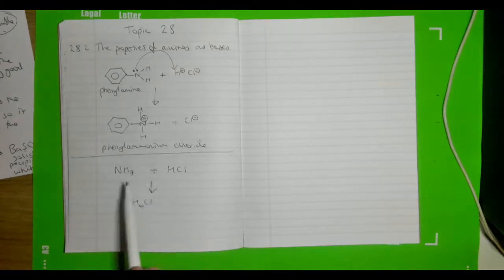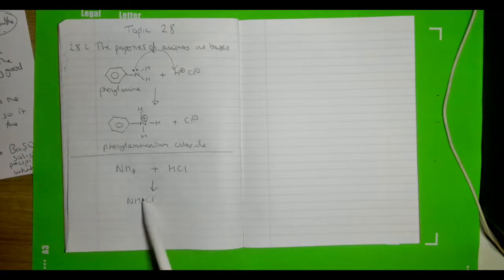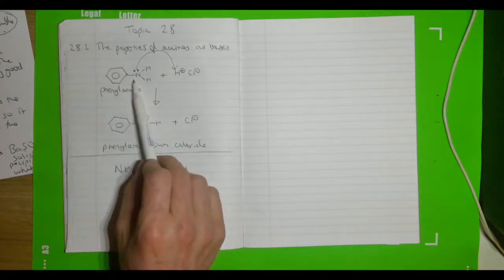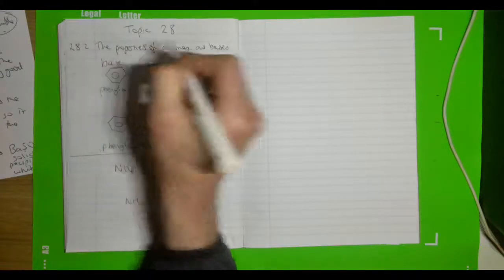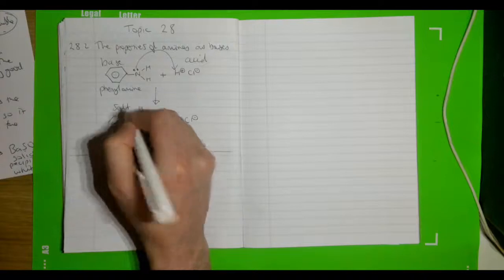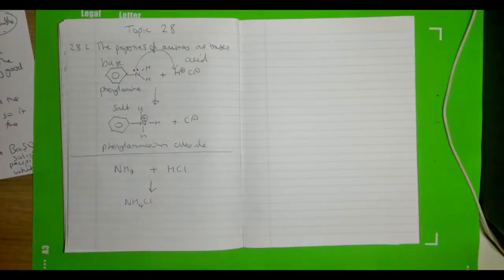So it's basically a base and an acid making a salt. Here we've got a base and an acid making a salt. Base, acid, and that makes a salt. Okay, so let's do another one.